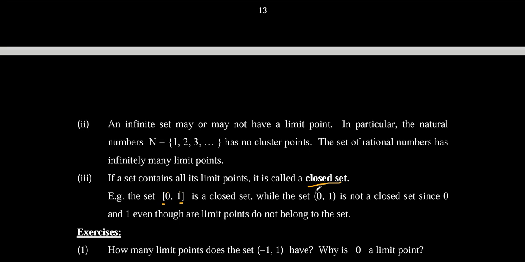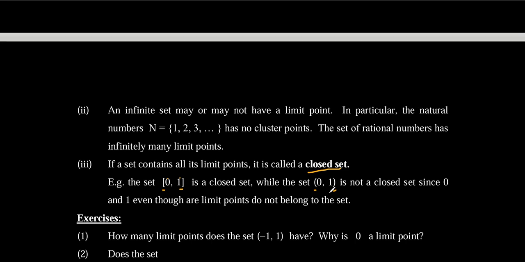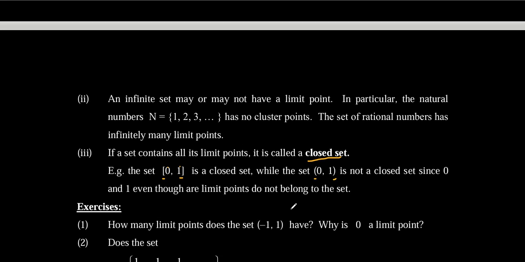Now, when you see the circular bracket, the normal bracket you use, it means that 0 and 1 are not part of this set, right? So if I'm describing this set, I'll say 0 is less than x, less than 1, right? What it means is that 0 is not part of the set, right? But the only way we can define it is by showing you that it is somewhere around 0 and 1. That's what we are seeing. Now, it is not a closed set since 0 and 1 are not limit points.